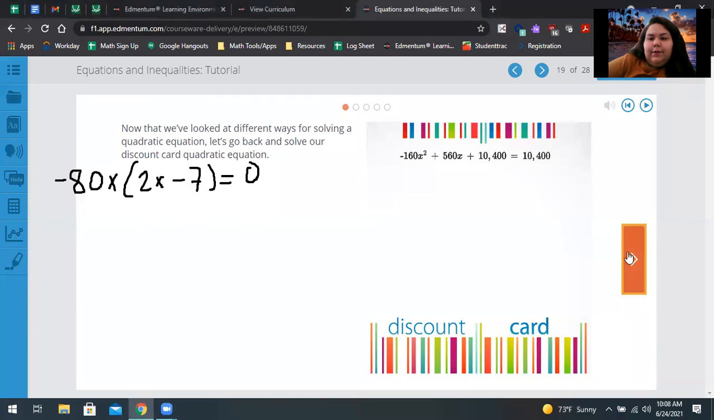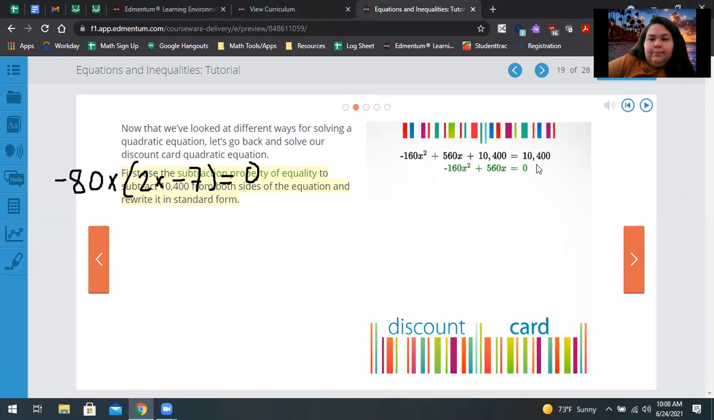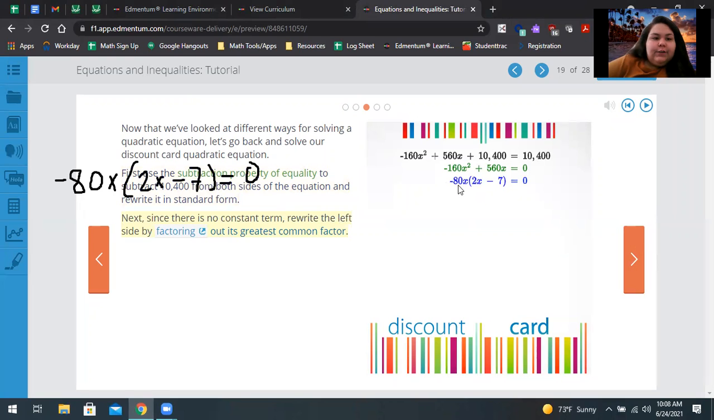We can compare notes with Onmentum here to see if we got the same thing. If I click over here on this orange button, it looks like they also got rid of the 10,400 to make sure that's equal to 0. And the next part is they also factored out negative 80x. With these large numbers, you can break it down as much as you can. I kind of just jumped into it when analyzing: they both end in a 0, so we can take out a 10, and 16 and 56 are divisible by 8, so that would be 80. If you didn't have a good idea, you can just start with 2 and work your way down to factoring, and that also works.